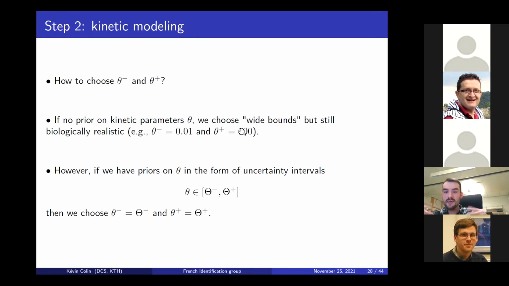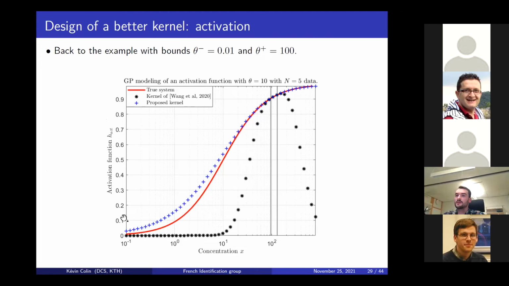But this is where this kernel is quite interesting to use, because if you have some priors on theta in the form of uncertainty intervals, so for instance, theta should be between two bounds, let's say 5 and 10, then you should choose theta minus equal to 5 and theta plus equal to 10. So this kernel is quite nice because we can include this kind of prior in the form of uncertainty intervals in the GP regression. So I'm going to show you how it performs in reality.